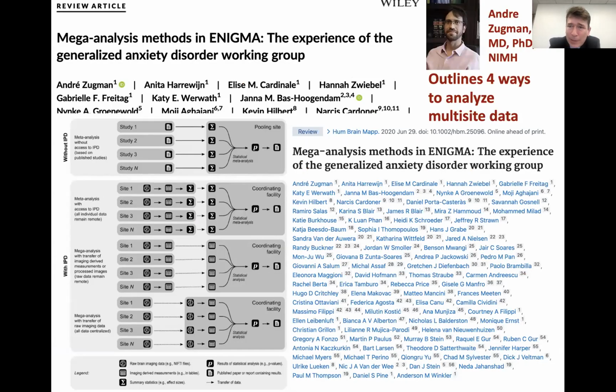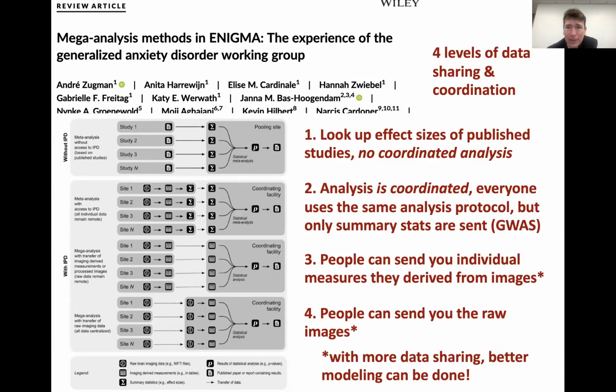So Andrei Zugman at NIMH wrote a really nice paper talking about how there were 4 ways to analyze multi-site neuroimaging data. The first one, which is very old-fashioned, is you don't analyze the data at all. You just look up the effect sizes of published studies. If you want to see if having anxiety is associated with brain differences, you might look up studies that have looked at that before.